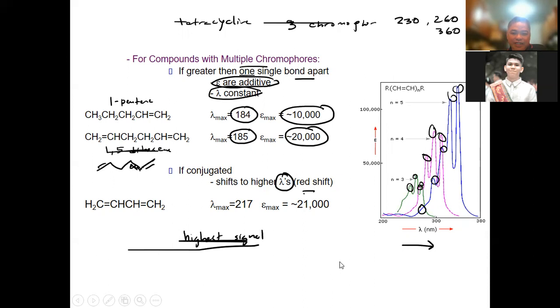Because sometimes what will happen, if you're going to use a lower one, it will be cut off. You won't be able to see its max because it's already cut off.